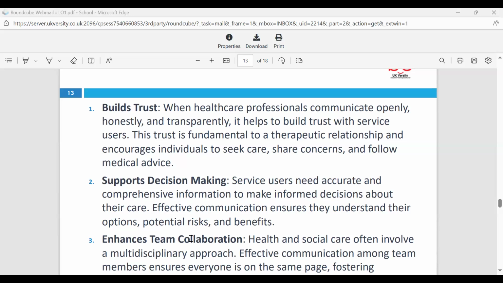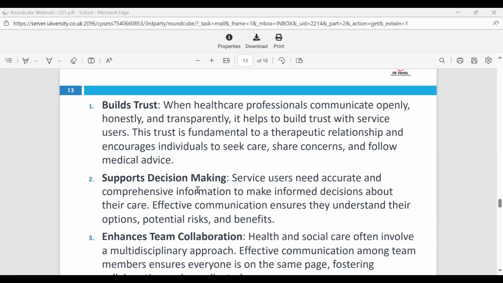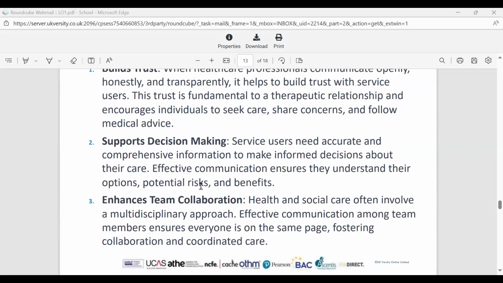Making sure you have a relationship of trust, that individuals are valued and respected, and also that they're engaging with their care, and making sure that you have therapeutic relationships in place. It supports decision making, so making sure that service users have accurate information, and that you are putting decisions in place according to their needs as well.